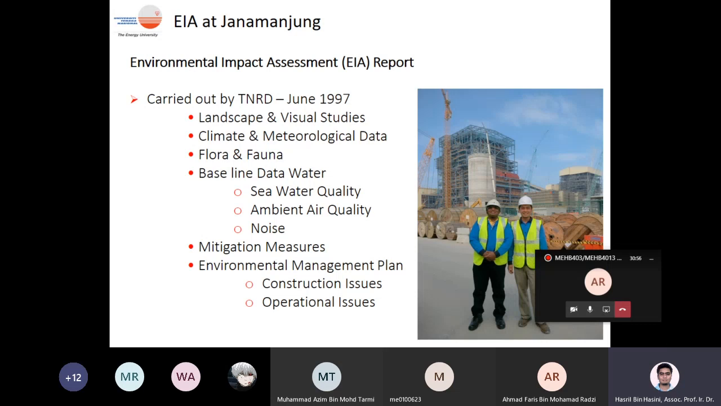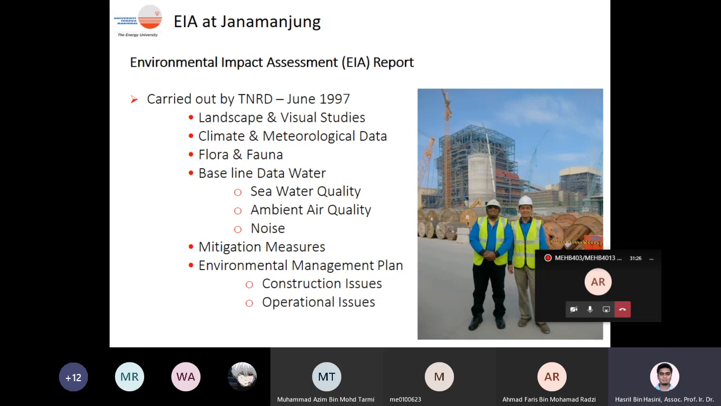They look at the baseline data for the water, seawater quality, and ambient air quality. They look at the possible noise induced from the plant when it is constructed. If there are any issues, what are the mitigation plans given by the operators or the power generation company? And then of course they need to look at the environmental management plan.